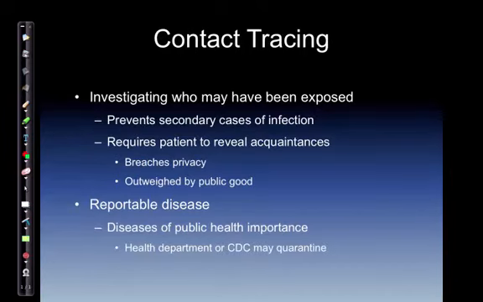Contact tracing, investigating who might have been exposed, prevents secondary cases of infection, requires the patient to reveal their acquaintances. It does breach privacy, but is outweighed by the public good. Reportable diseases, whenever we're looking at this, are diseases of public health importance, and the Department of Health or the CDC may quarantine the patient.